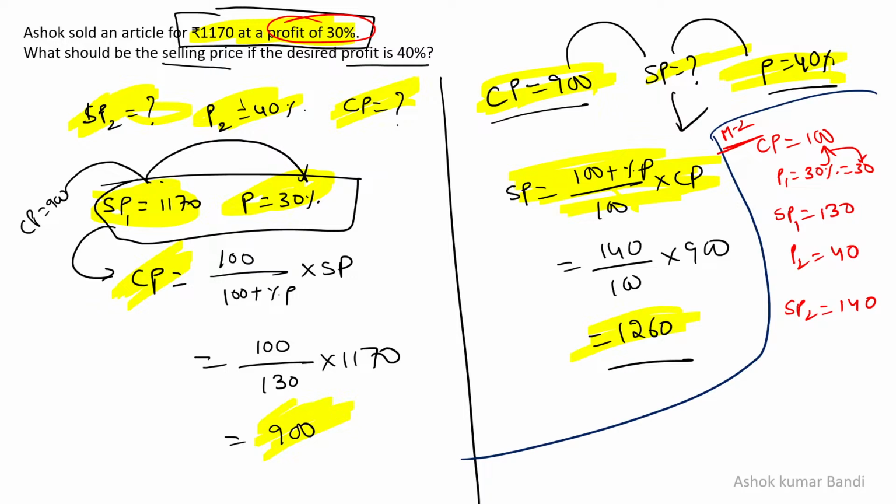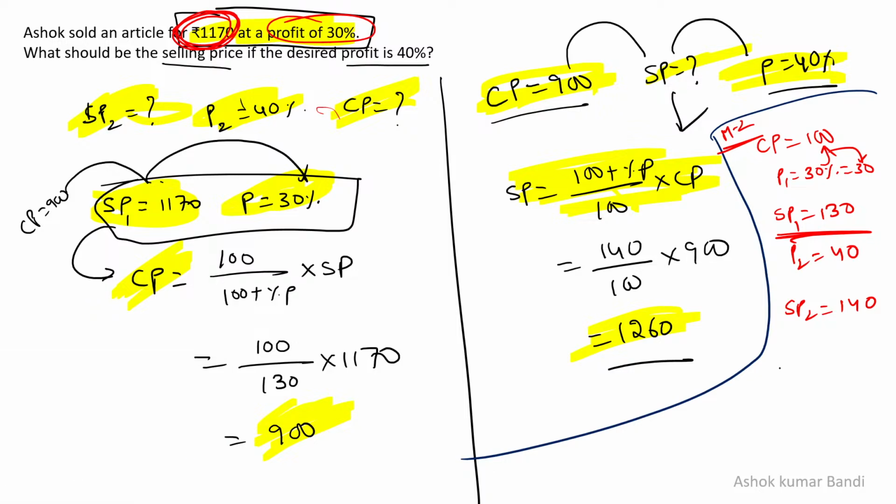I am buying it for 100, first time I am selling it for 130, that's why I am getting 30% profit. Second time I am selling it for 140, that's why I am getting 40% profit. Now you have to convert your values into original problem values. How are you going to do that? Check for the known values in the problem. I know 1170. What is this 1170? My selling price 1. Now write down.